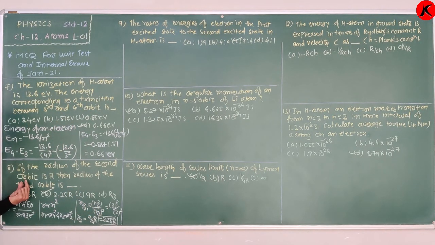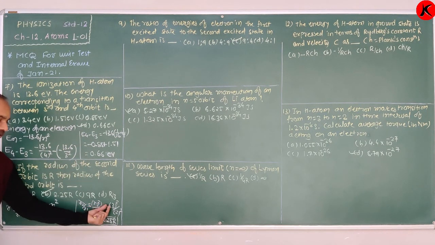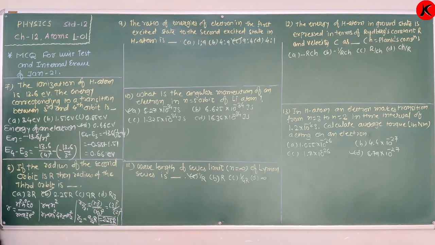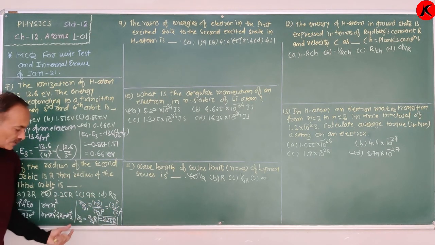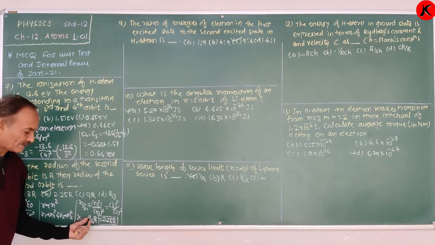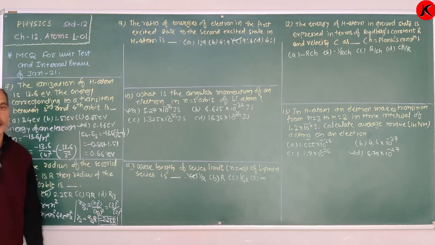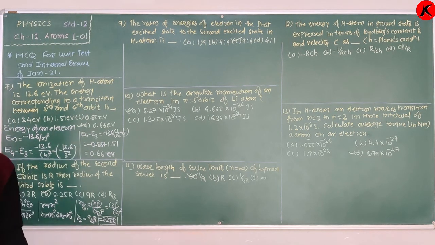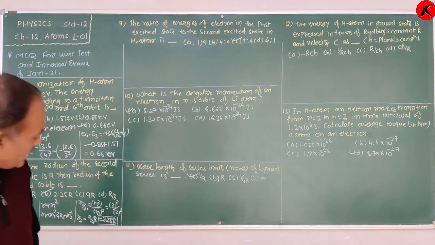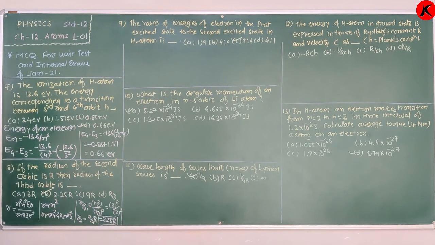Now, n2 is equal to our third orbit and n1 is equal to second orbit. Therefore, 3 square upon 2 square, therefore 9 by 4. R2 upon R1 is equal to 9 by 4. Therefore, R2 is equal to 9 by 4 R1, but that is given as r. Therefore, 9 by 4 r. Simplification of 9 by 4 is 2.25. Therefore, 2.25 r is the radius of our third orbit.